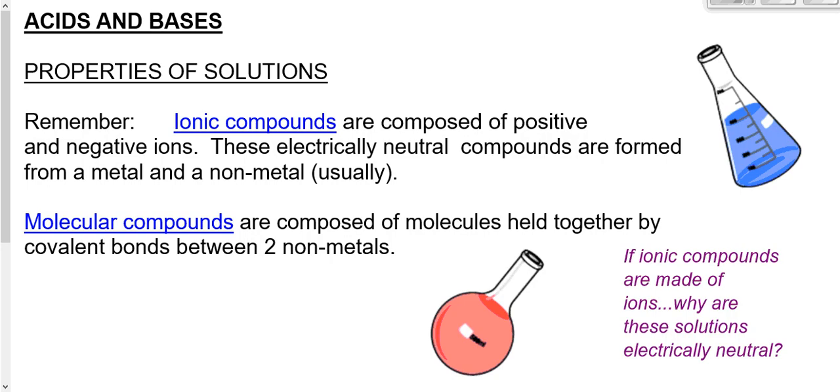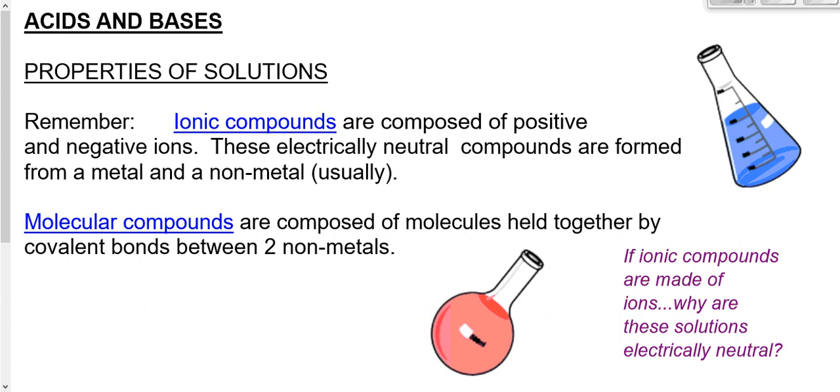So acids and bases kind of fall into the same categories of solutions that we started talking about in our last unit. A couple of reminders. Solutions can be made with ionic compounds or molecular or covalent compounds. Ionic compounds are composed of positive and negative ions, so they're going to form electrically neutral solutions. Now, think about that for a second. They're made up of ions, and yet the solution is neutral.